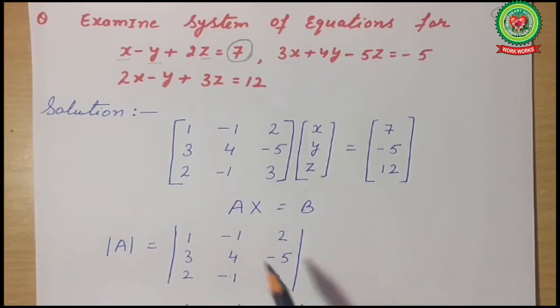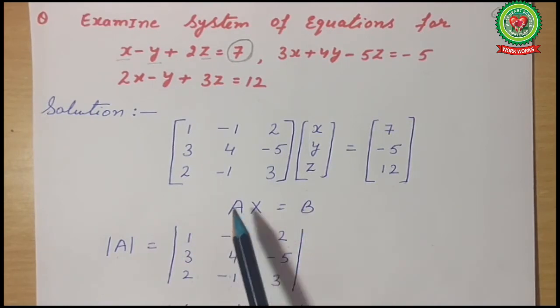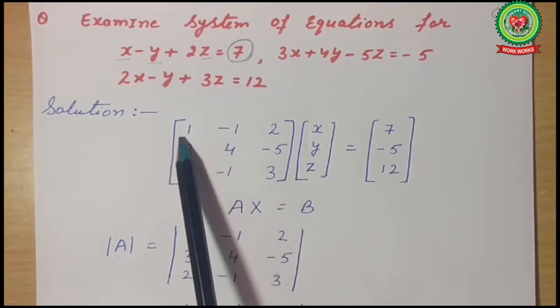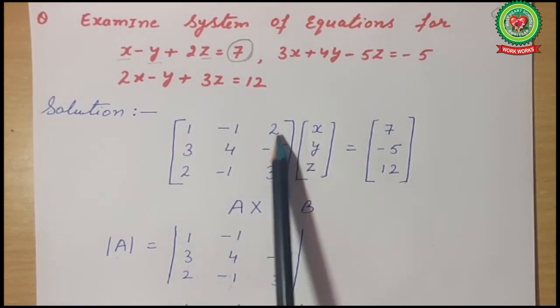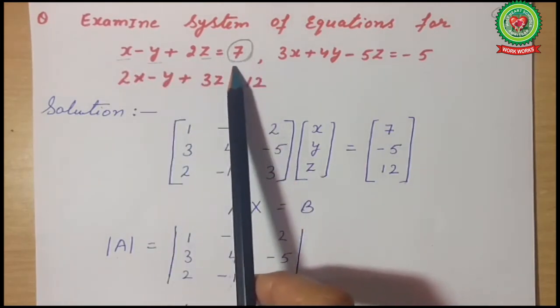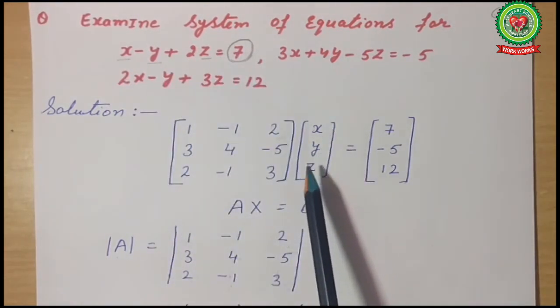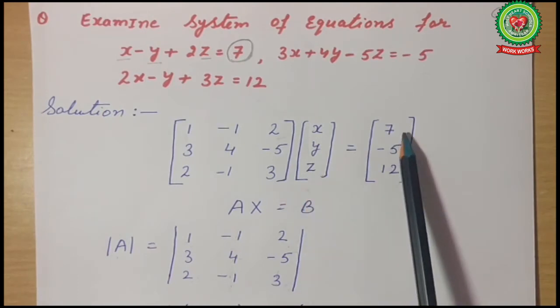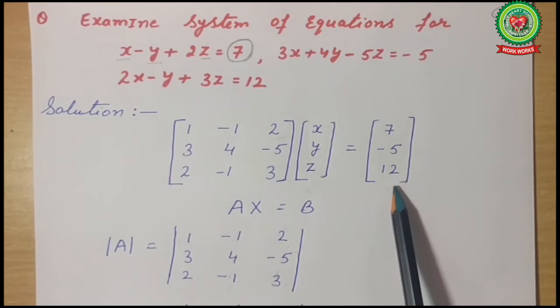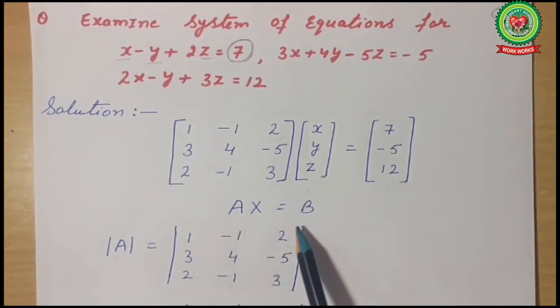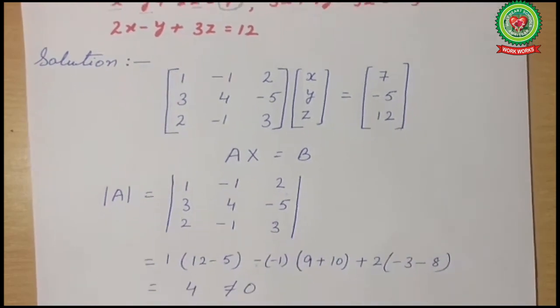First of all, we will write it in matrix form. Coefficient of x, coefficient of y, coefficient of z: 1, minus 1 and 2. These are all the coefficients of the first equation. X, y, z are the variables. These are the constant terms: 7, minus 5 and 12. Now it is of non-homogeneous type. We will continue with the second step.